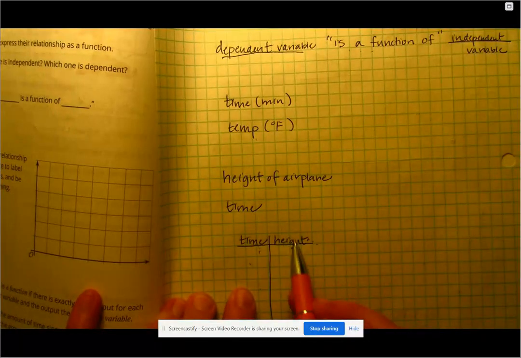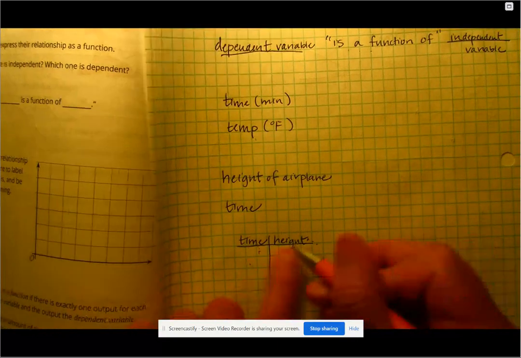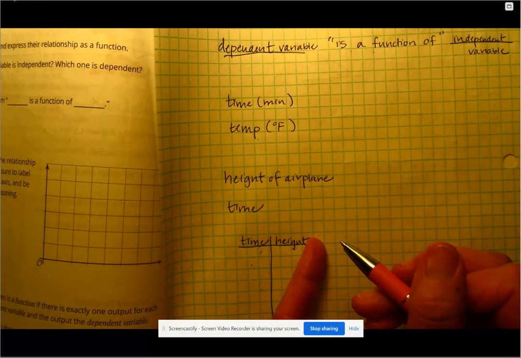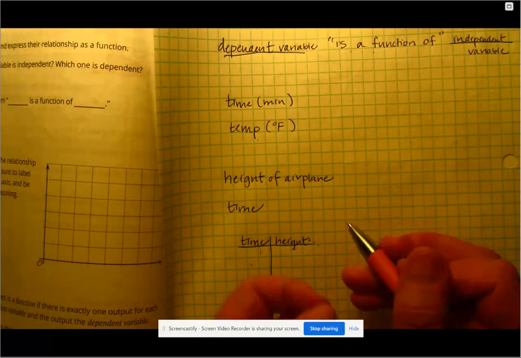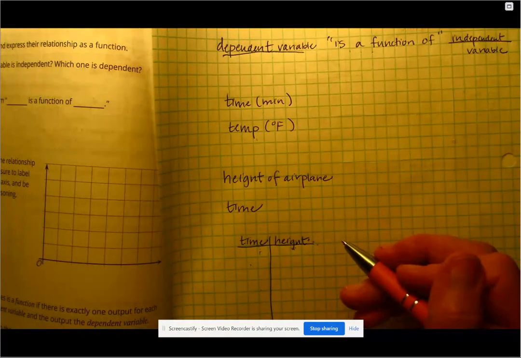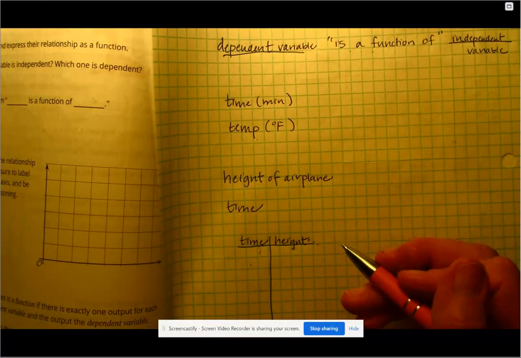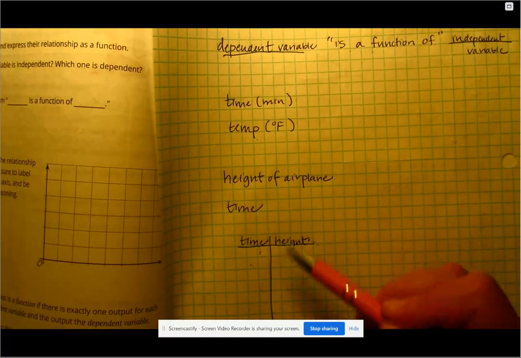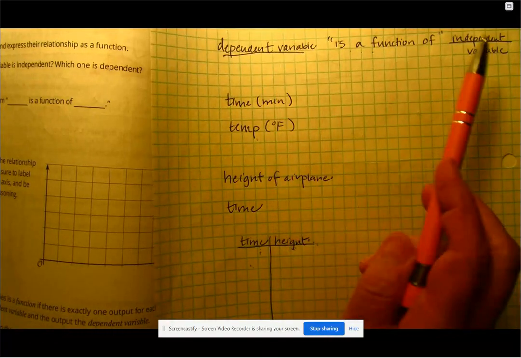But if you flip it around and try to say height is the input and time is the output, there maybe the airplane is at like 1,000 feet at two different times, one on its way up, one on its way down. So all of a sudden it's not a function. So we start to kind of interplay with that dependent and independent.